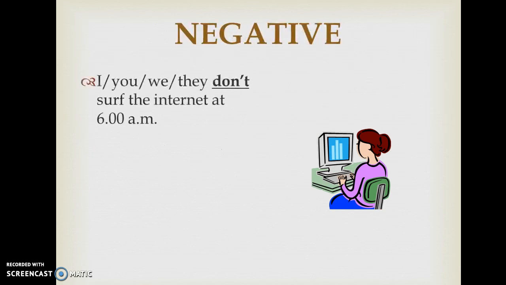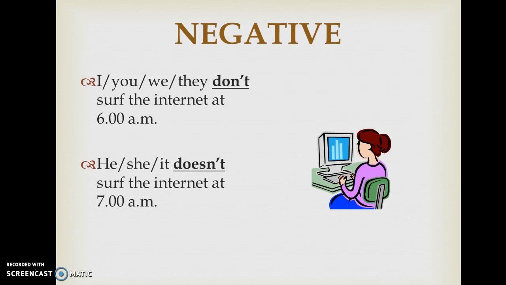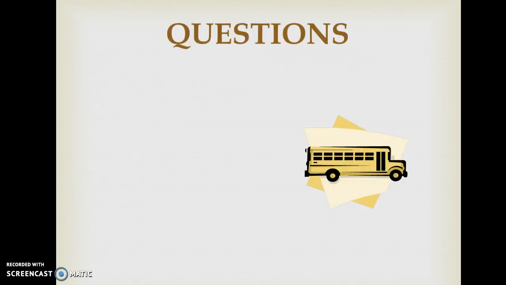For the negative form, we use the auxiliaries do, negative don't, does, negative doesn't. For I, we, you, they, use don't and the base form of the verb. In this case, I, you, we, they don't surf the internet at 6 a.m. Remember, the verb doesn't change because we have the auxiliary. In the negative form, in the third person, he, she, it doesn't surf the internet at 7 a.m. And the same as for the other persons, we don't change the base form of the verb. We just change the auxiliary.